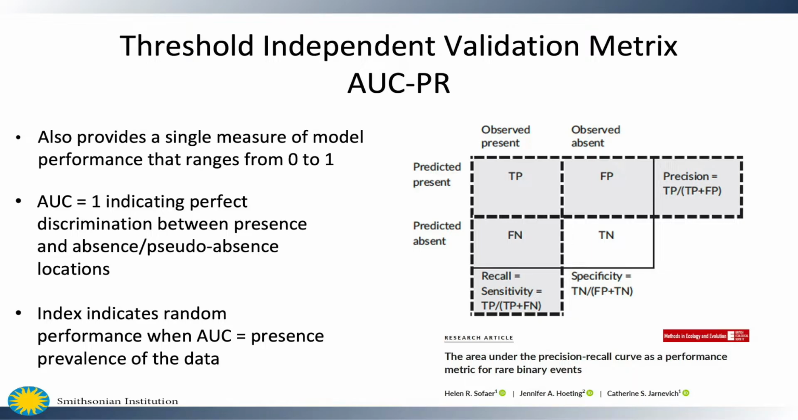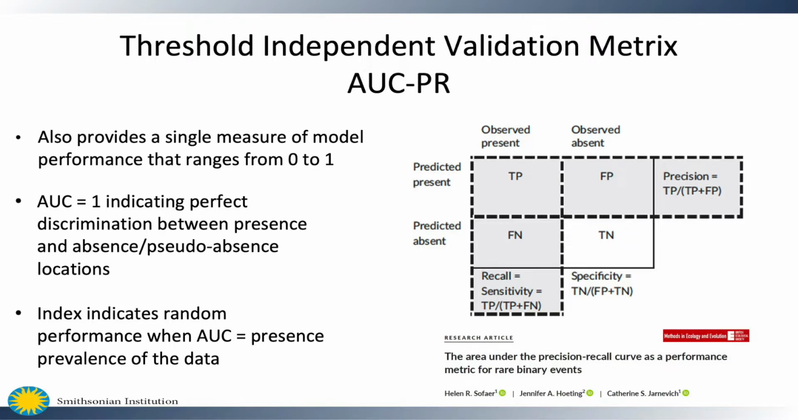And it also ranges from 0 to 1, similar to the AUC ROC, with 1 indicating perfect discrimination between presences and pseudo-absences. And in this case, not better than random means that the AUC is equal to the presence prevalence of the data. And because in this workflow we're using the same amount of presences and absences, the prevalence will be 0.5.